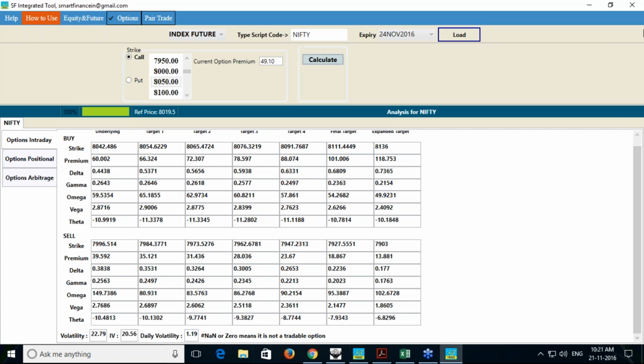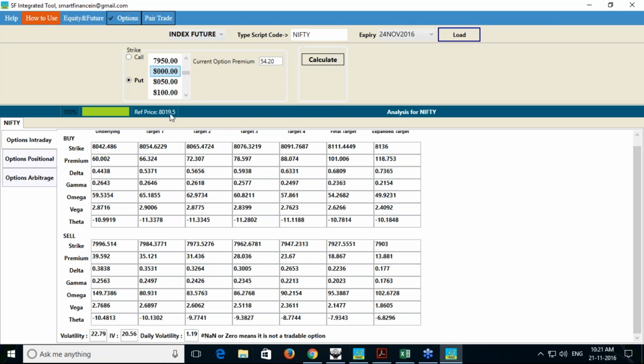If the downtrend comes, which strike should we choose? Can anyone tell me? If downtrend, currently we are at 8019. If the downtrend breakout happens, which strike should be chosen? The 8000 strike. So I have taken the 8000 strike here. I have to choose the put option, and the 8000 strike I have to take.